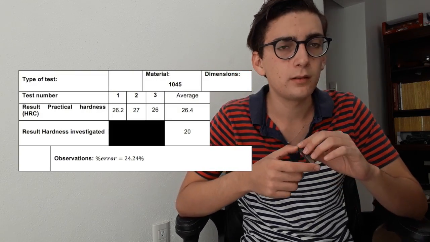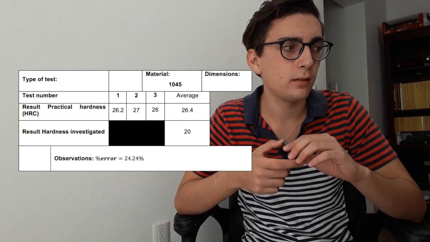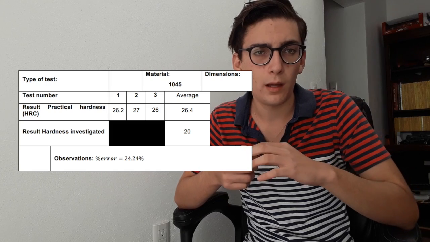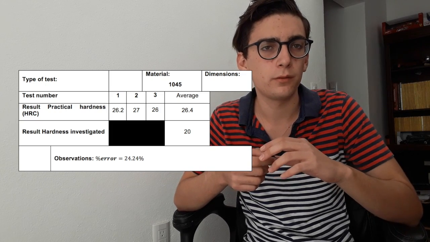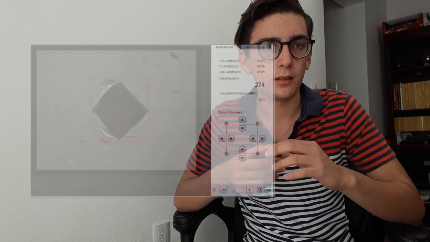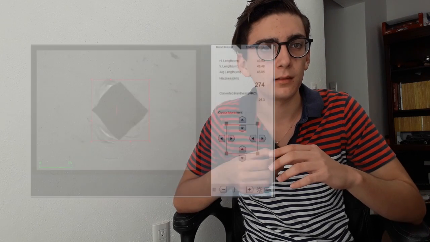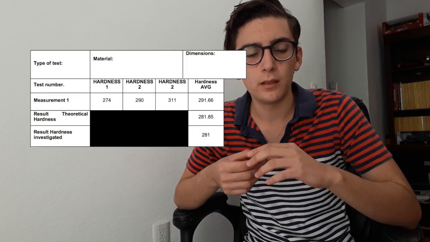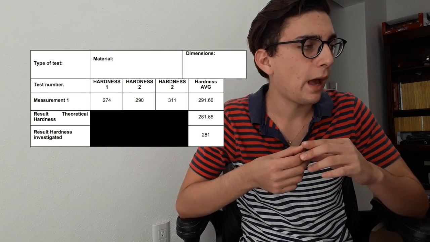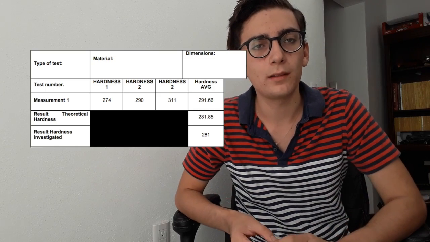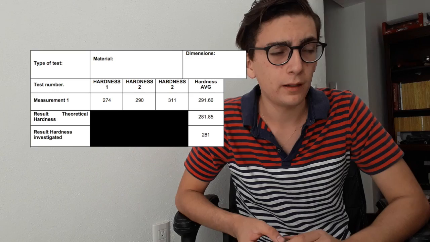For the Rockwell, I got the HRC equal to 26.4, and the investigated one was 20, so the error was 24.24. And finally, for the Vickers, the machine just gives you the results, so I got 291.66 as an HV average hardness, and the investigated one was equal to 281. So finally, I have a net error equal to 3.65.